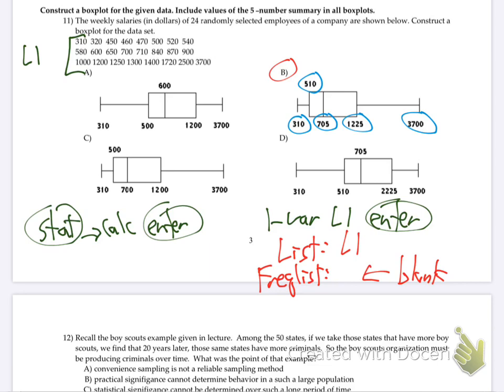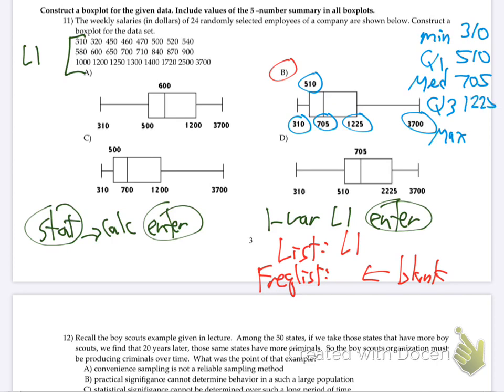And they're under min, Q1, median, Q3, and max. So you'll get a min of 310, Q1 of 510, a median of 705, a Q3 of 1225, and a 3700 maximum. That coming out okay? So that's what you should get.